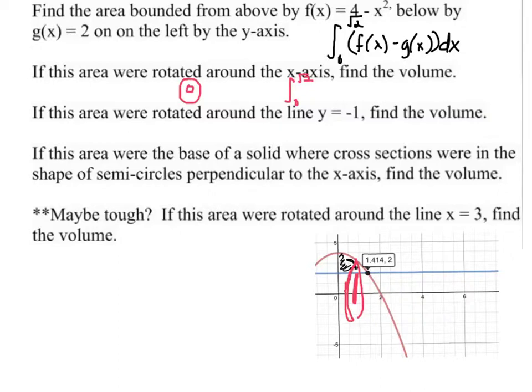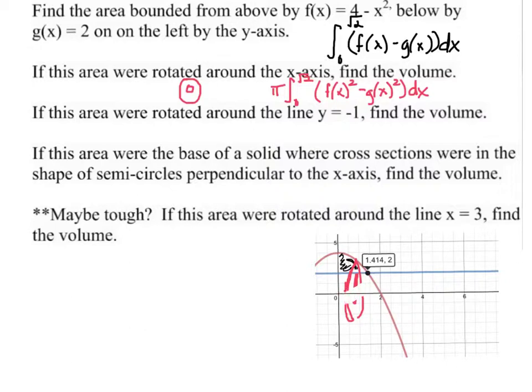So we've got to do pi times the big radius squared minus pi times the little radius squared. Well, I would factor the pi out, and the big radius is set by f of x, so big radius squared, minus little radius set by g of x squared dx. And again, that goes to the fact that we are doing area of a circle minus area of a circle, and I just factored the pi out.